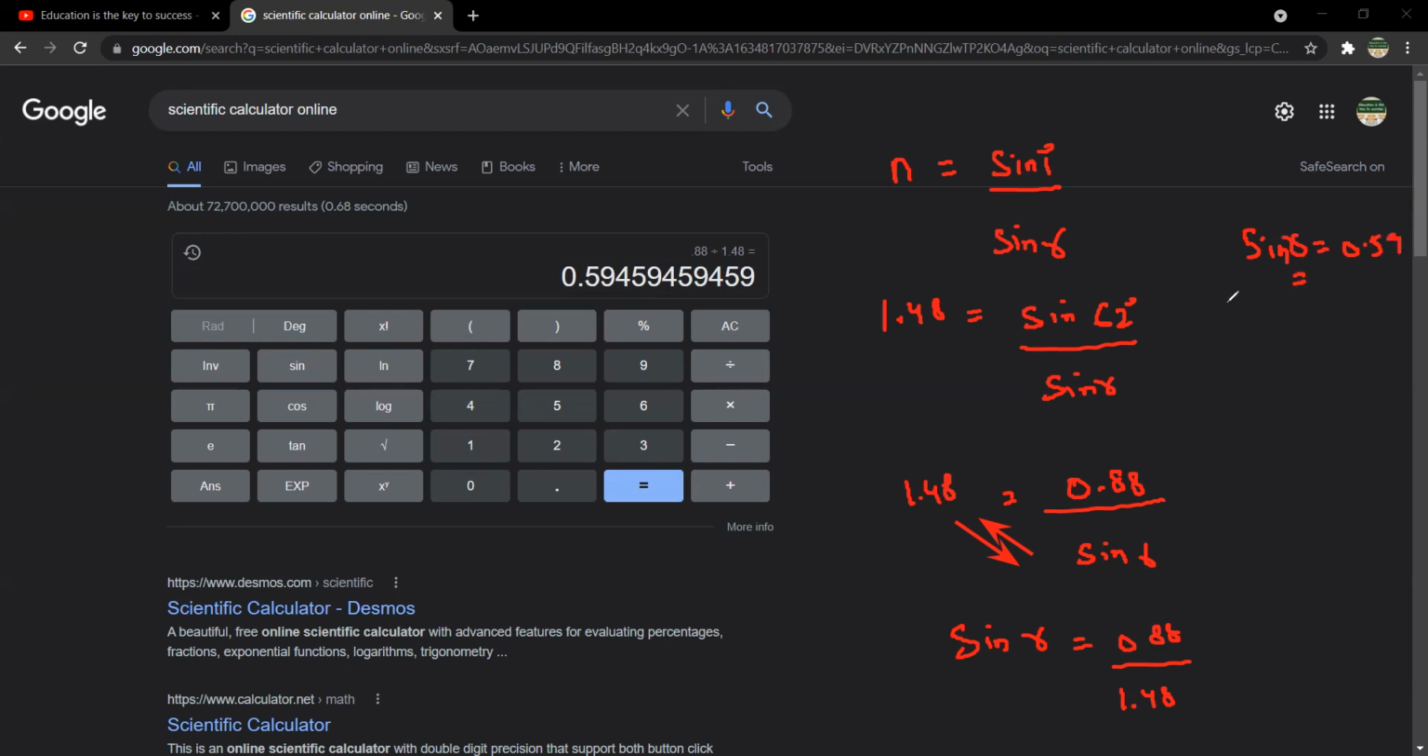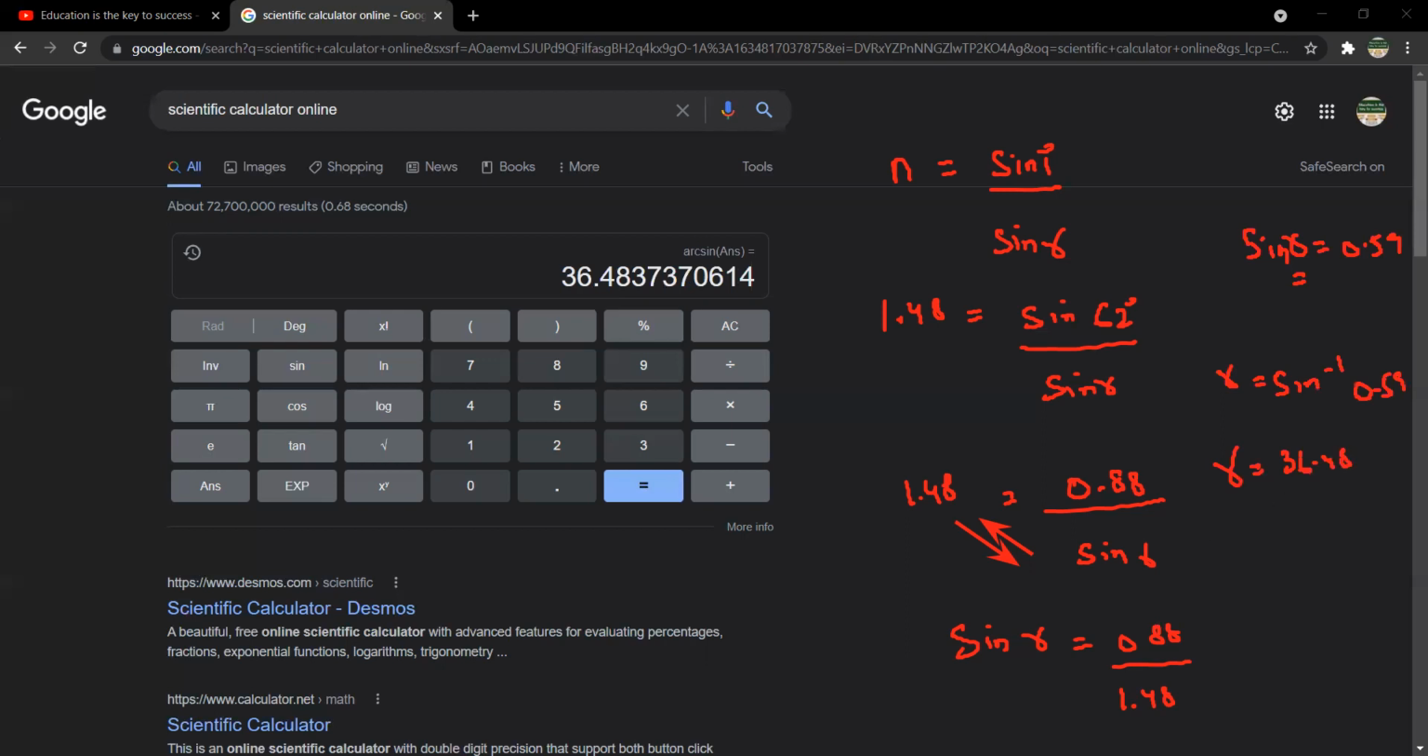But we need R only, so R will be equal to sine inverse 0.59. How to take a sine inverse? On your scientific calculator, there's a shift button. So we press shift first and then sine, and take the sine inverse of our last answer. That will be 36.48. So the angle of refraction should be 36.48.